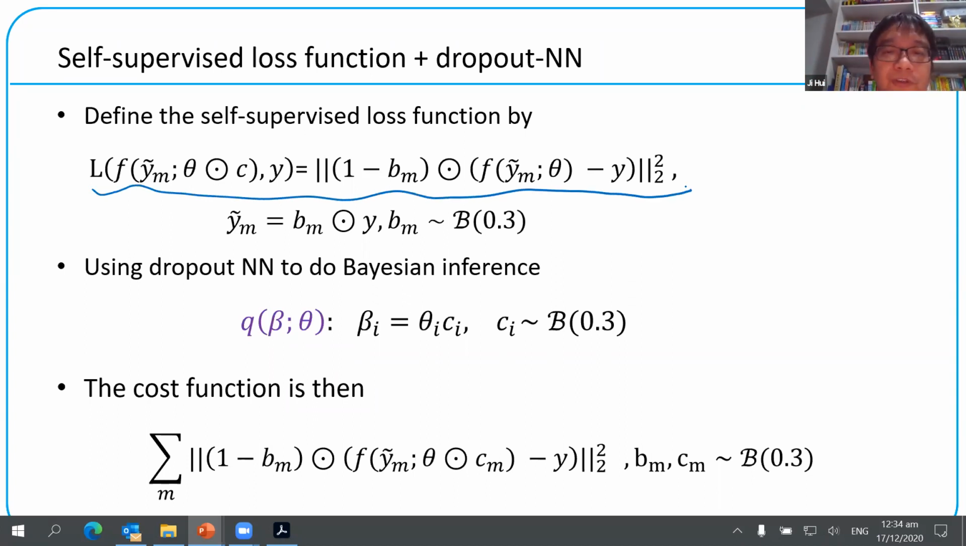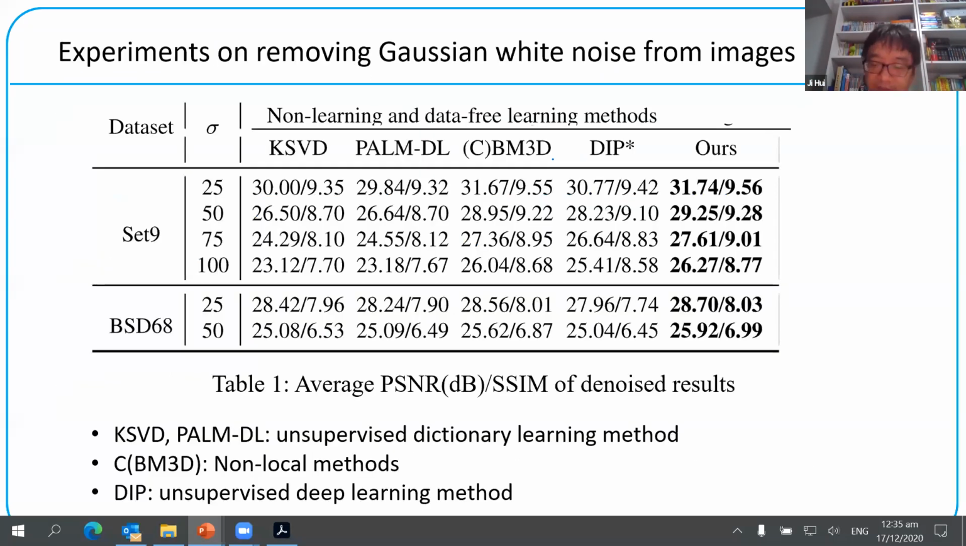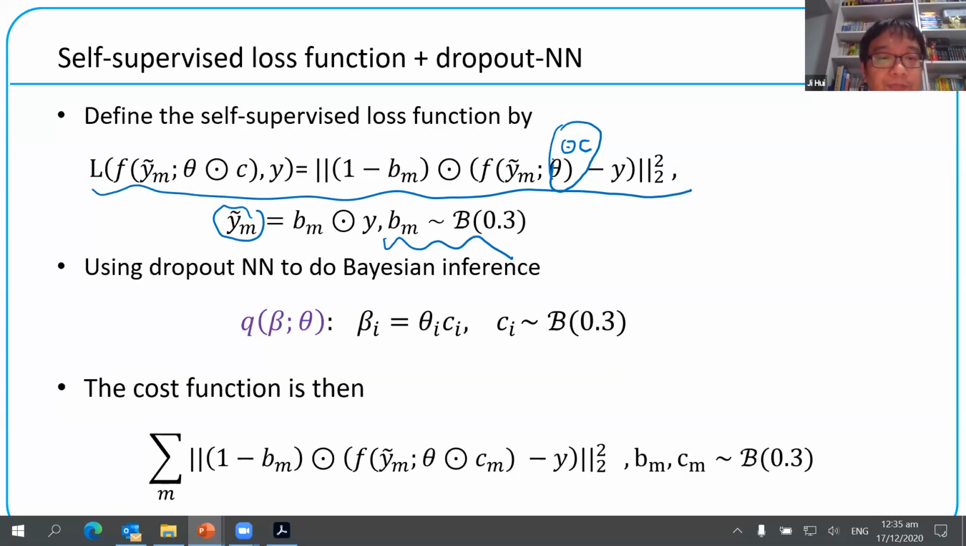So you have two random things. One is y tilde m, which comes from the data augmentation. Sorry, I forgot, you have another one, c. This c is a dropout variable. Then you just use dropout, training the network with dropout to do these Bayesian inferences. You find the parameters, this theta i.